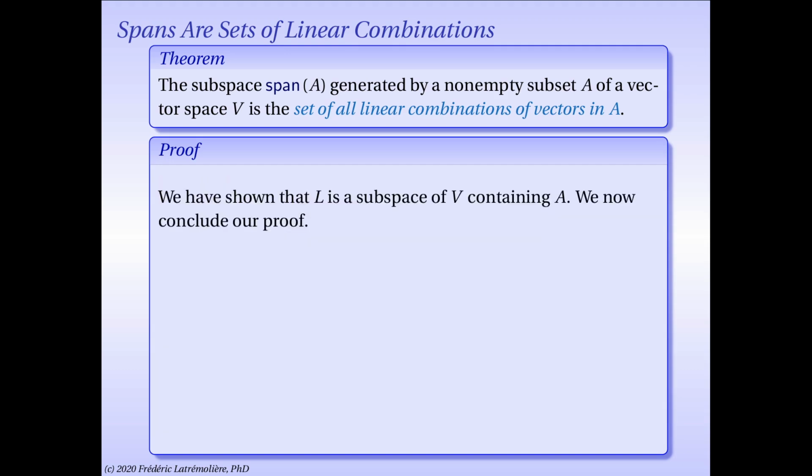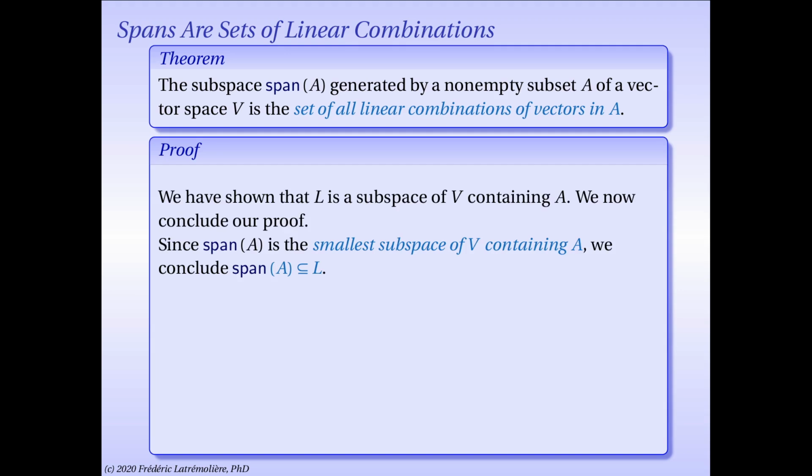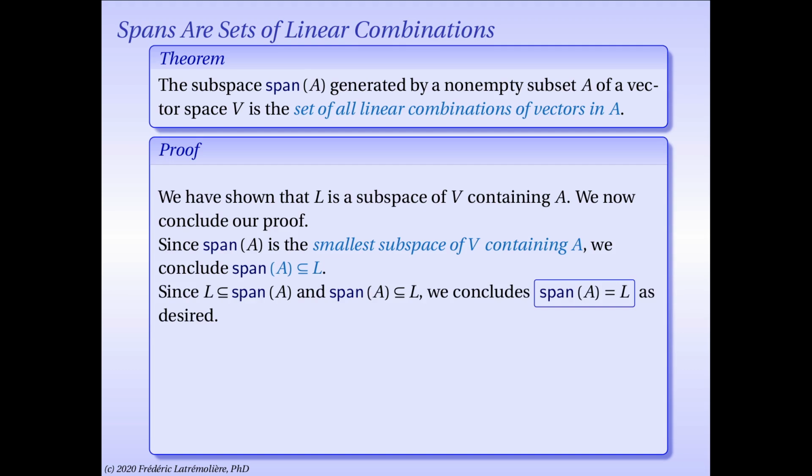But I know that the span of A is the smallest subspace of V containing A. That's actually more or less all I know about it. But since it's the smallest subspace of V containing A, and L is a subspace of V containing A, we have that the span of A is a subset of L. That gives me the other inclusion, so I can conclude the span of A is indeed equal to L.